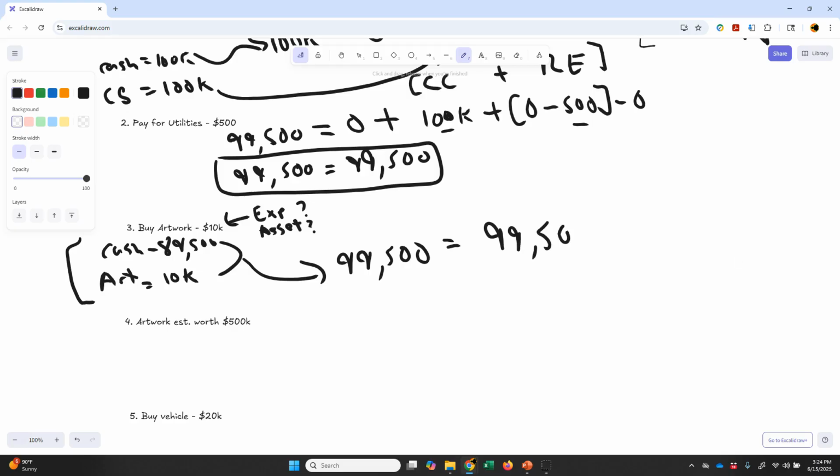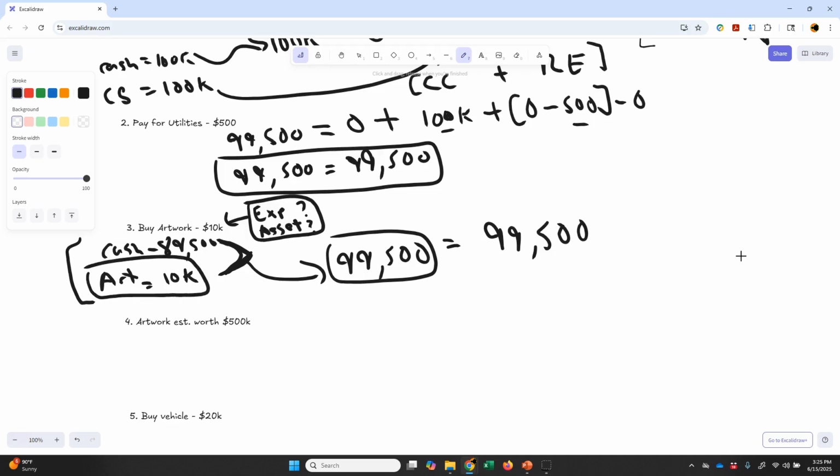It's unchanged. So you can see here, we basically swapped one asset for another. That's why this didn't change. The total amount of assets is unchanged, even though we traded cash for art. So this was one key thing that we determined: art is not an expense. It is an asset, and we're trading one form of asset into another.